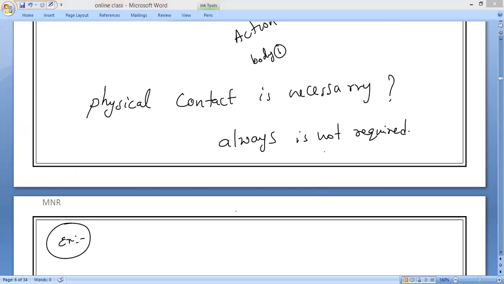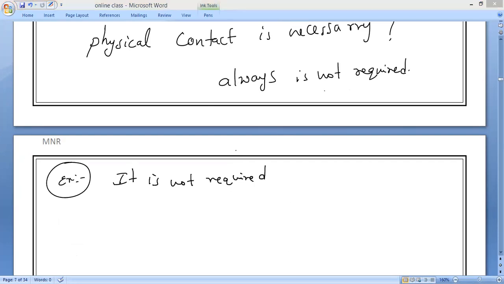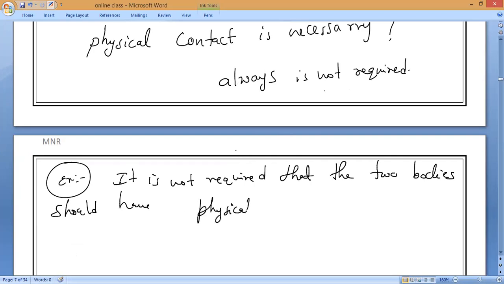So all of you should remember this point. It is not required that two bodies should have physical contact to exert force on each other. It is not required in all cases. I am saying in some cases it is required, and in some cases it is not.